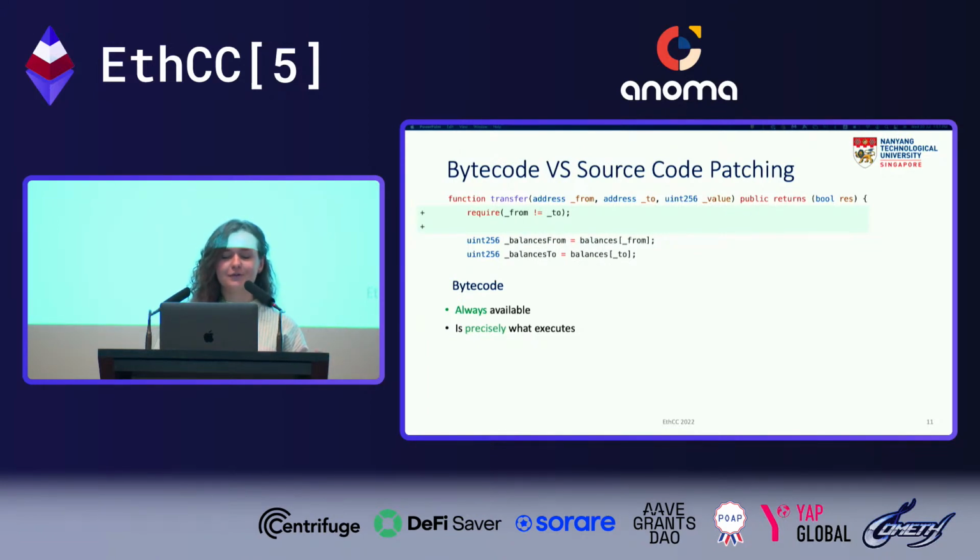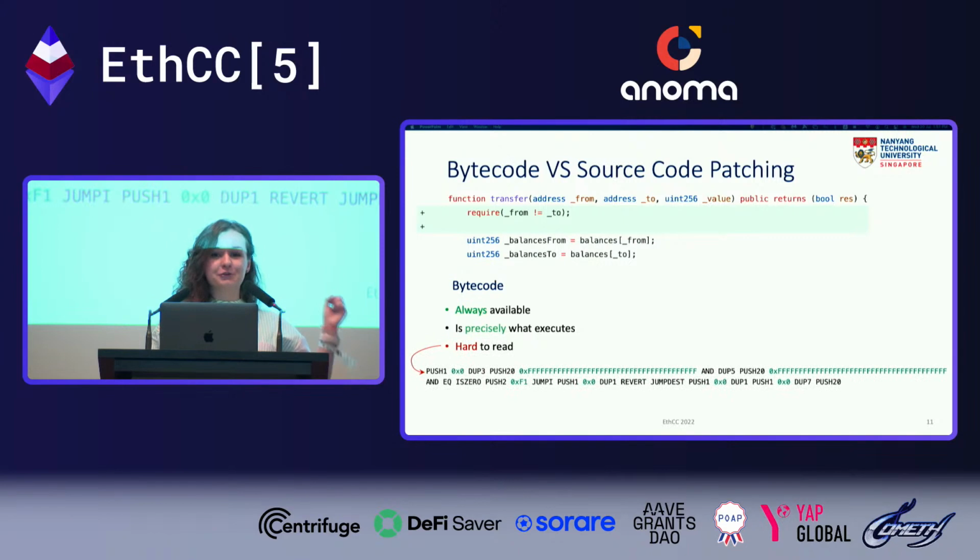But bytecode also has a very significant disadvantage. It is extremely hard to read. That is the same statement we have also seen in the source code, and it's extremely difficult to parse if you're a human being, not the EVM. And it is also very important that we understand the fix we are going to apply to our smart contract.